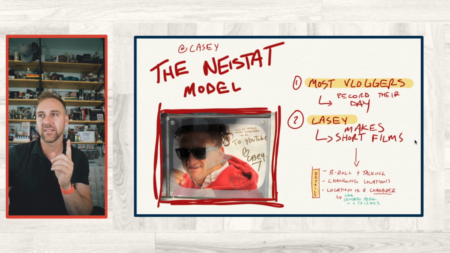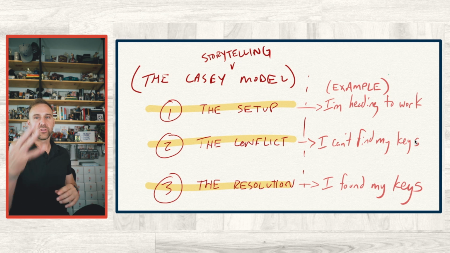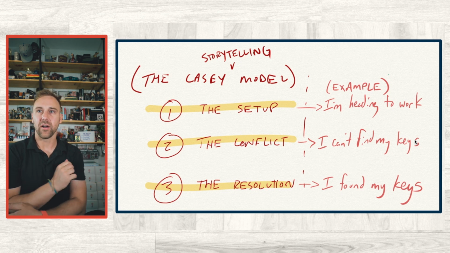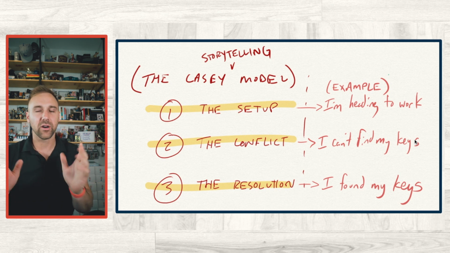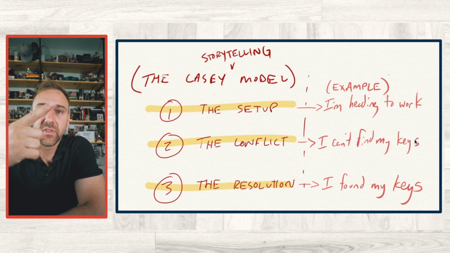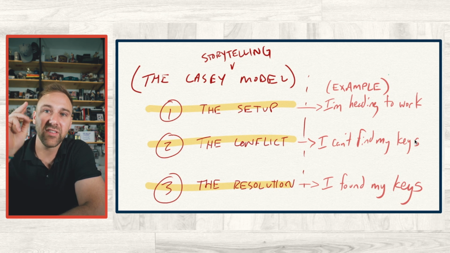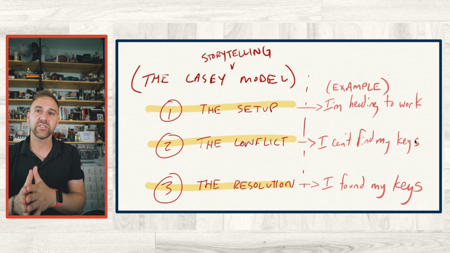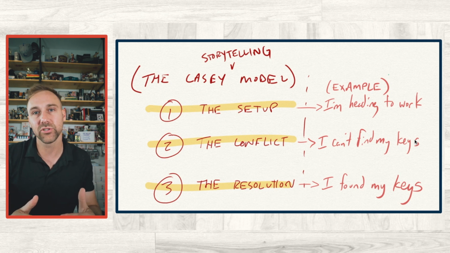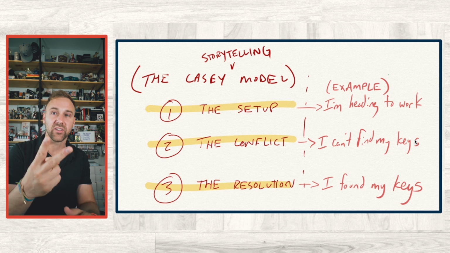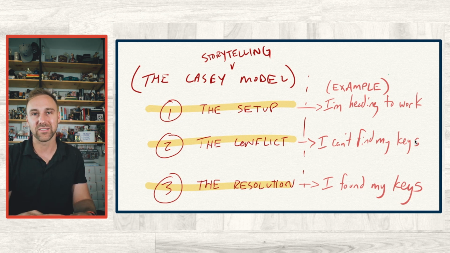So let's take a look at the Neistat model. Okay, so there's 3 basic points to the Neistat model. I call it the Casey model. Casey model, Neistat model, call it whatever you want. 3 basic points: you have the setup, then you have the conflict, then you have the resolution. In every video you're creating, in every lesson you're teaching, in every day you have your students, there needs to be a setup, there needs to be an addressing of the conflict, and then you need to have the resolution.